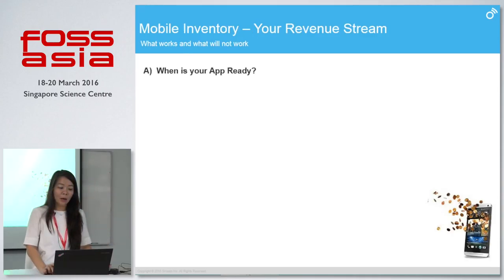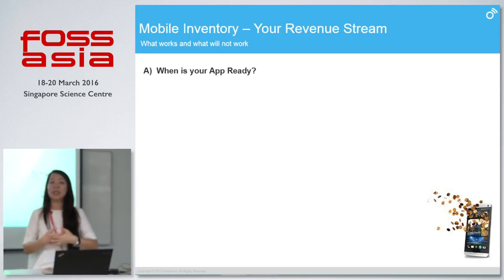Now, the key message for the next 20 minutes is mobile inventory and how you can monetize it. This is basically done through placement of advertisements. So you are allowing advertisements, whether it is a small one, a full page one, or an in-app video that sits in your application. They help you to generate revenue.